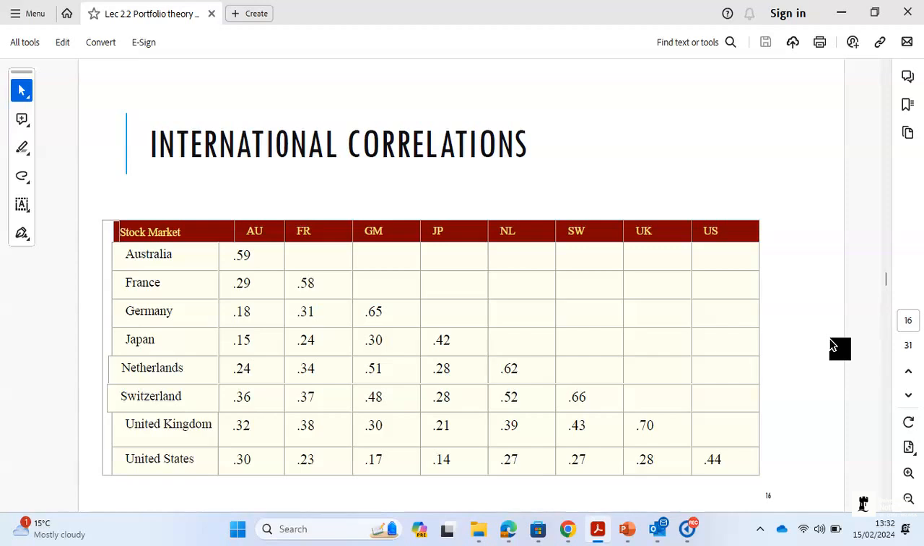Okay, so what do we have here? This is some data on international correlation. That shows the correlation across markets. So the correlation between Australia and France, for example, is 0.29.